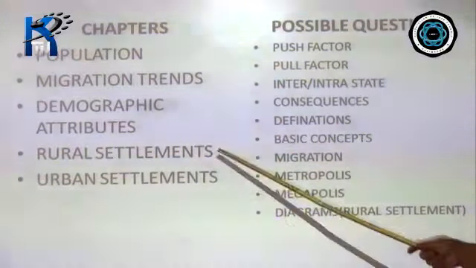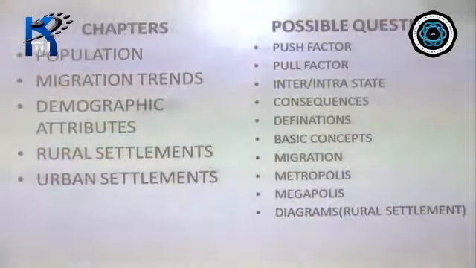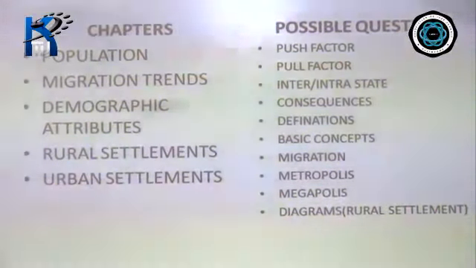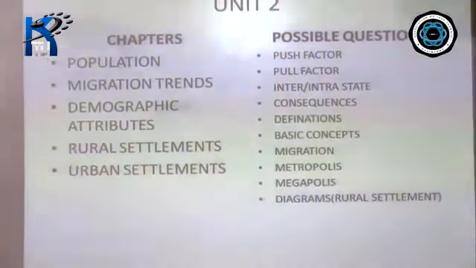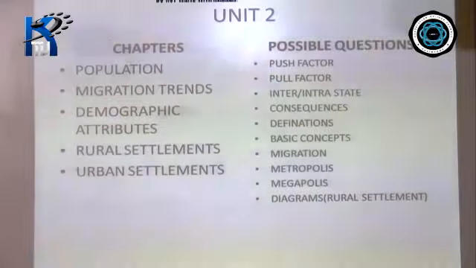One of the most important things in this unit, especially from the rural settlement chapter, is a diagram that shows the different rural settlement patterns in India. Sometimes they might give you a diagram and tell you to identify the rural settlement pattern. For example, you may have a diagram showing the linear settlement pattern, or a diagram showing the star-like rural settlement pattern. So you have to know the diagrams. The diagrams are all given in your textbook. Please go through that.